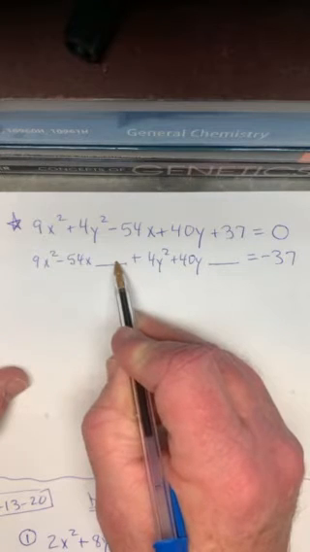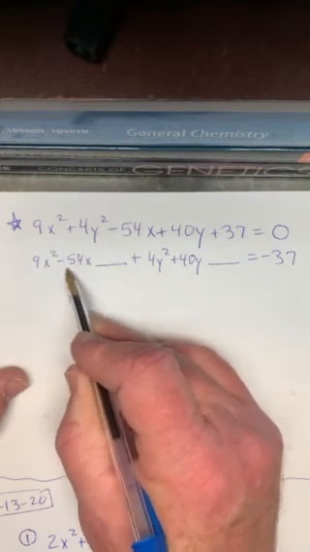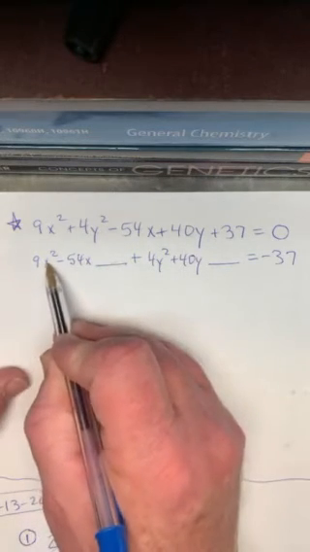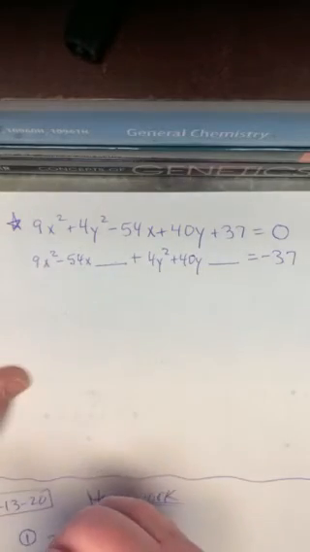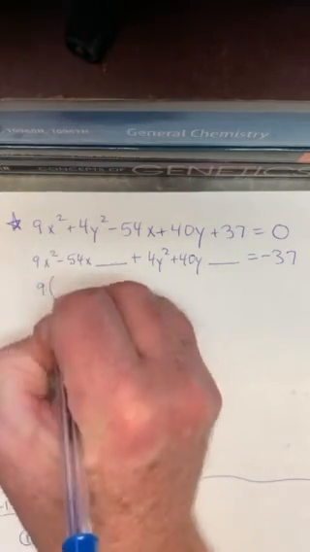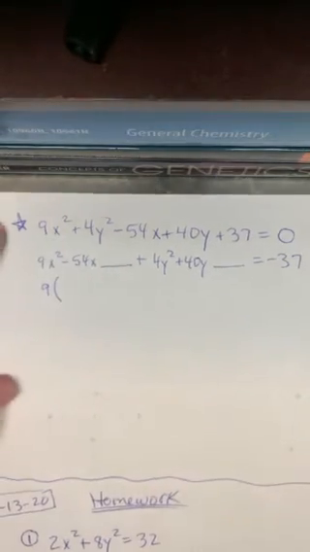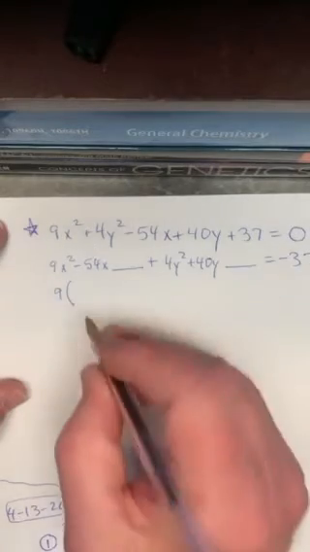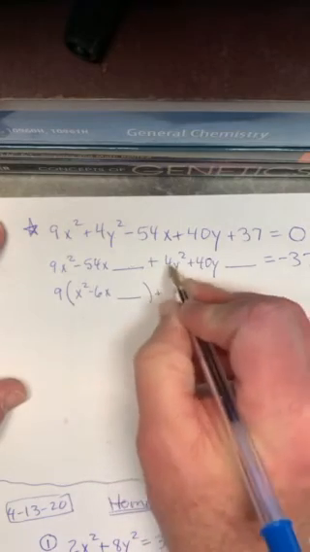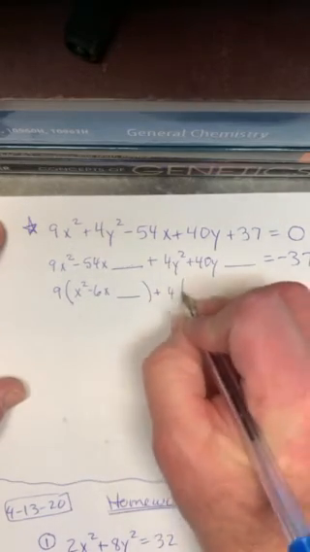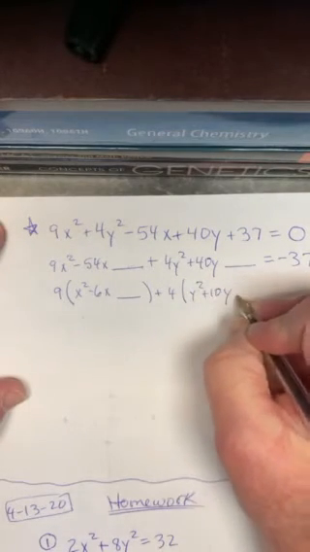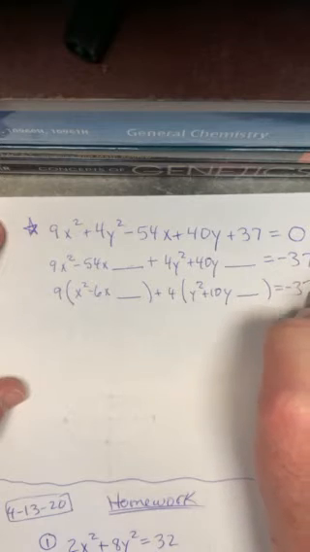Uh-oh, why not? You're not allowed to take the middle number, cut it in half, and square it, and complete the square when the x squared has a coefficient in front of it. So guys, we're actually looking at this first family, and do you agree we can factor out a 9? I'm going to pull out a 9 from that group. That's my GCF, leaving me with x squared minus 6x and a blank. And in this second family, I'm going to factor out a 4, leaving me with y squared plus 10y and a blank equals negative 37.